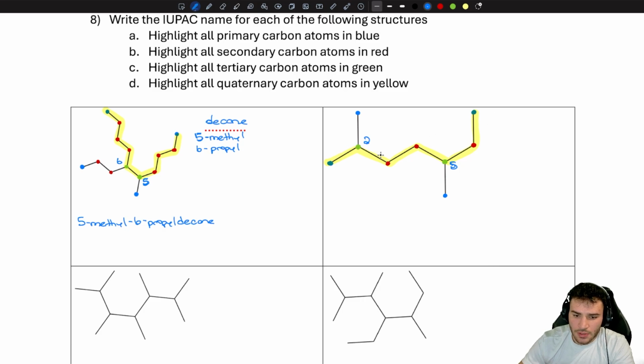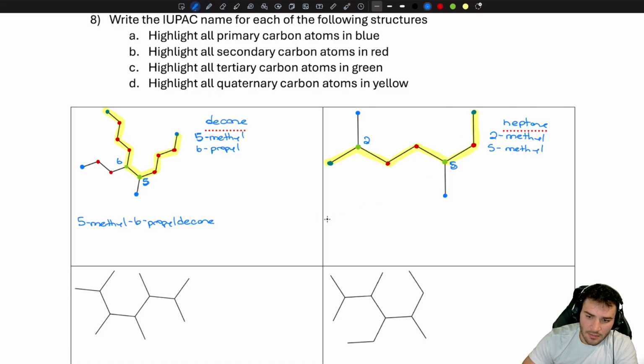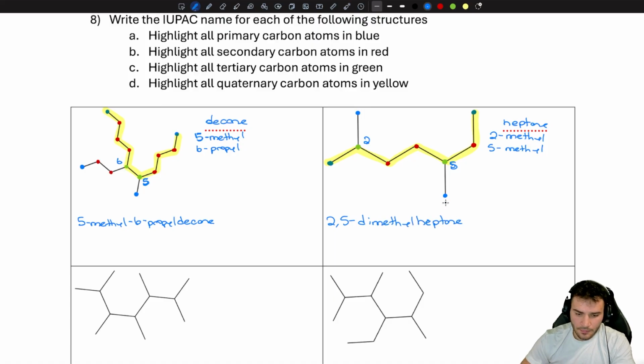And then remember that 1, 2, 3, 4, 5, 6, 7, our parent chain was heptane. On the number 2 position, we have methyl. And on the number 5 position, we also have methyl. And so this should be named 2,5-dimethyl heptane. Alrighty.